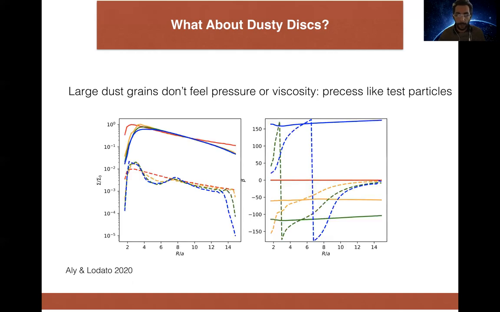So to show what I mean, on the left is just the surface density profiles, and on the right is the twist profile. Solid lines are for the gas, and the dashed lines are for the dust. If you look at the right panel, you see that the gas precesses rigidly, so it's always straight lines, just one frequency throughout the whole disk, which changes with time. So the time goes from red as the initial condition to blue as the last snapshot.